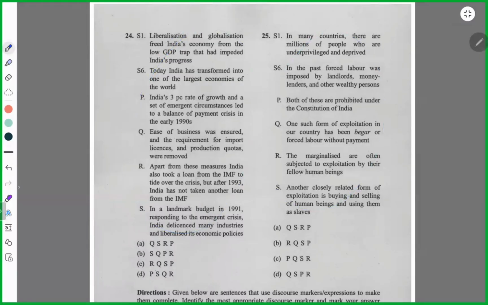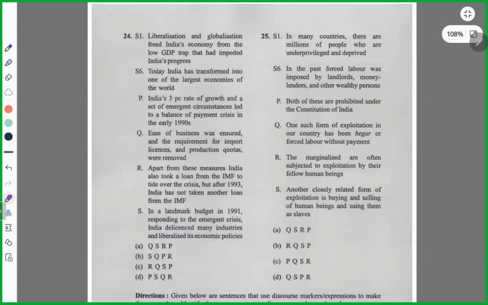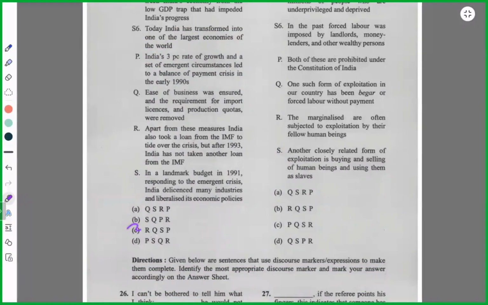Okay. Next. Now, S1. Liberalization, globalization freed India's economy from the low GDP trap that had impeded India's progress. Okay, fine. Today, India has transformed into one of the larger economies of the world. Got it? Okay. Read first and last first of all, to get the idea, to understand what it is there. Now let's see the options.